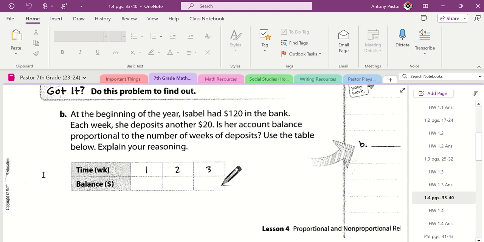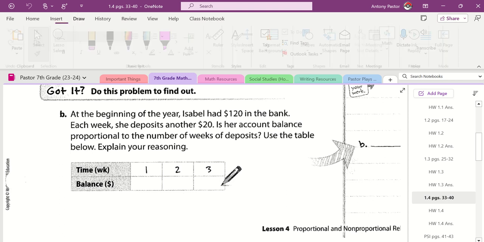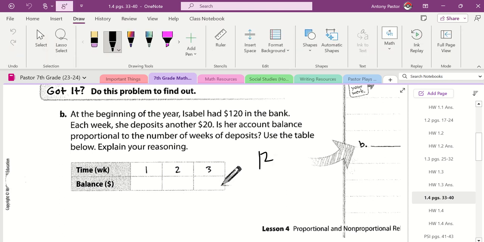At the beginning of the year, Isabel had $120 in the bank. Each week, she deposits another $20. So, the first week here, she already had $120. She's going to add $20 each week, which means the first week she had $140. During the second week, she's going to add another $20, which means she's going to have $160. And the third week, she'll have $180. Now, are all of these proportional?